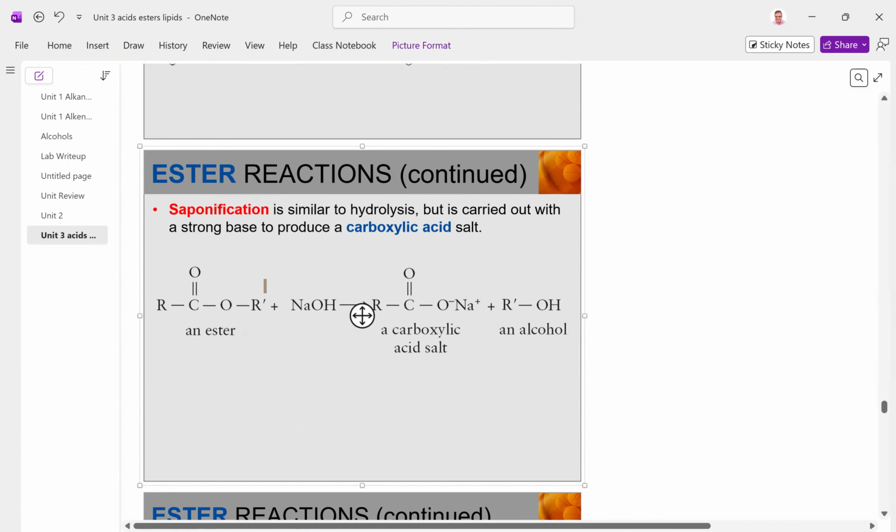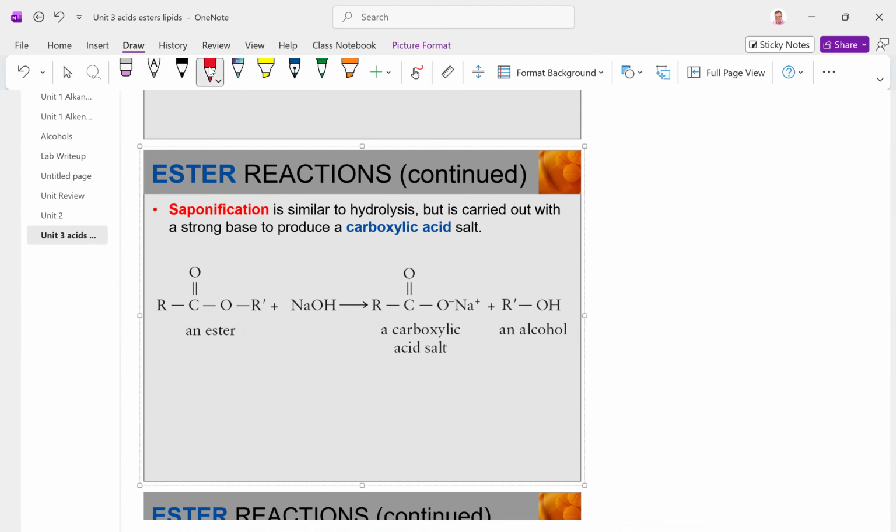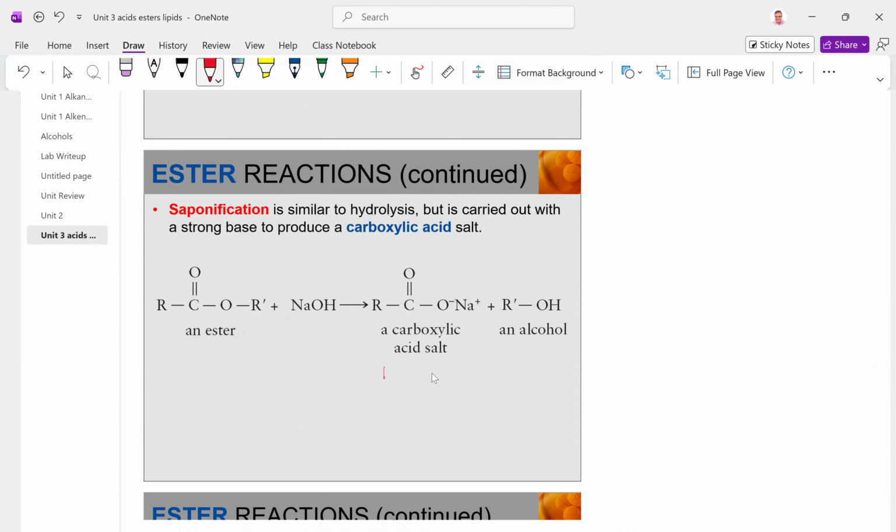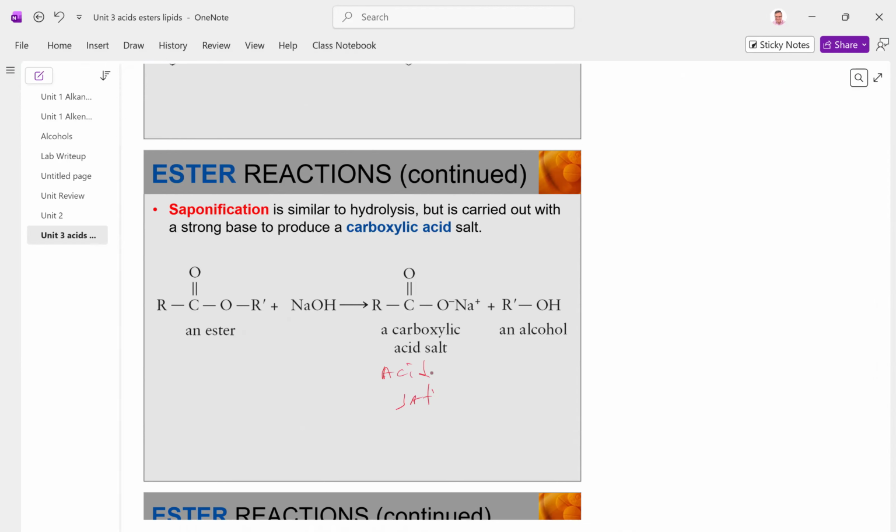Now, under alkaline conditions or basic conditions, it also happens, only it's a different name. It's called saponification. Saponification is when we end up with the acid salt and the alcohol. So this is the acid. And this is what happens when we make soap. We saponify the fat because the fat is an ester. It's a triester called a triglyceride.